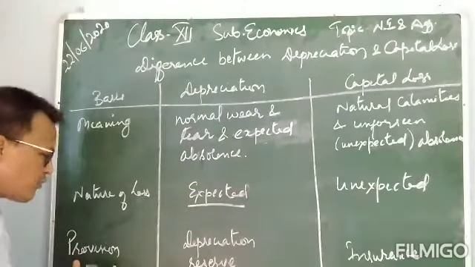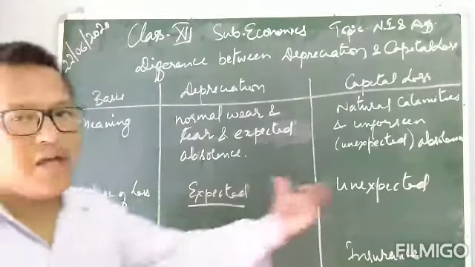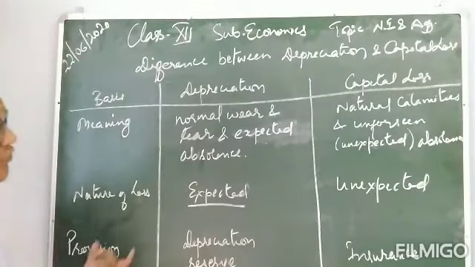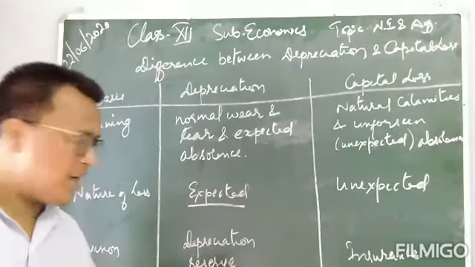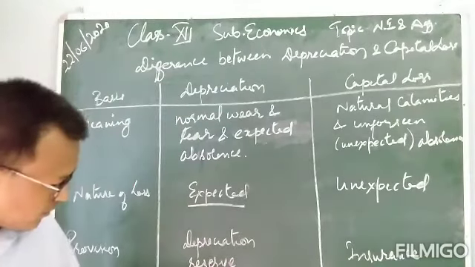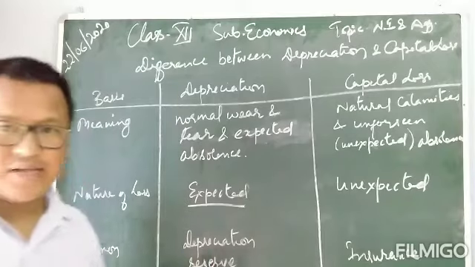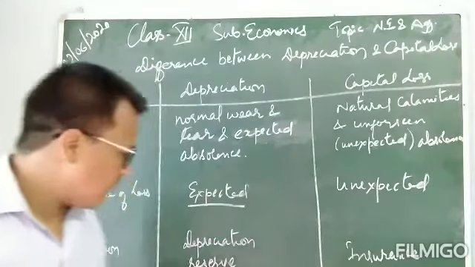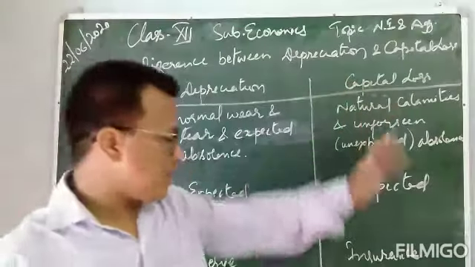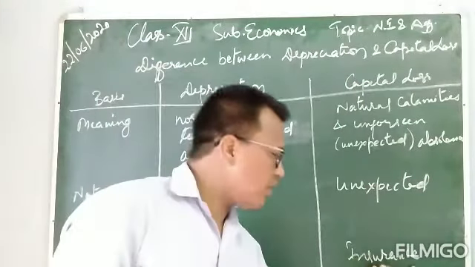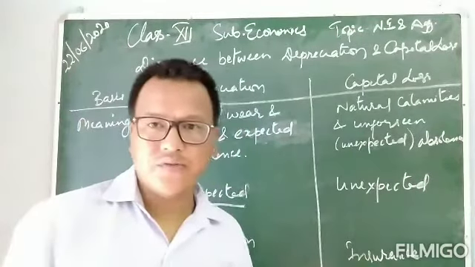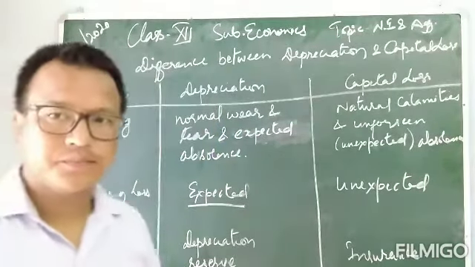Second, provision. What provisions are there for depreciation and for capital loss? The provision for depreciation is that we have to maintain a depreciation reserve fund, as explained earlier. And for capital loss, the provision is insurance, where we get insurance for the loss.